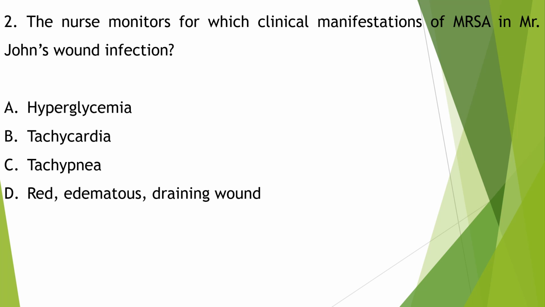Hyperglycemia, tachycardia, tachypnea, red edematous draining wound. MRSA causes more serious infections of the skin and soft tissue, resulting in red edematous draining wounds. These are all signs of infection. Hyperglycemia, tachycardia, tachypnea, they are systemic. They are not local signs of infection.